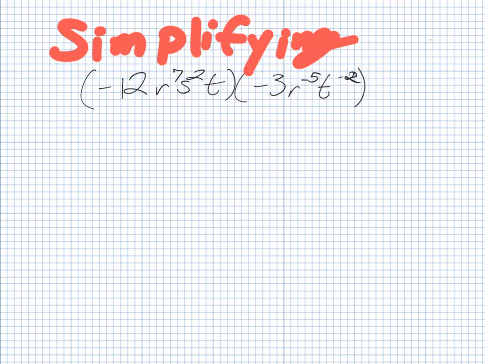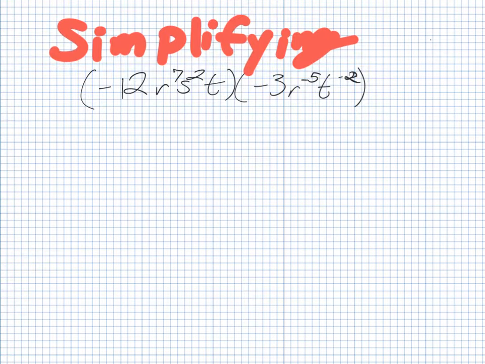Okay, we're going to go through simplifying. So we have our question here, and it shows negative 12 times r to the power of 7, s to the power of 2, t to the power of, we'll talk about what that's the power of, and all of that is multiplied by negative 3 times r to the negative 5 and t to the negative 2.